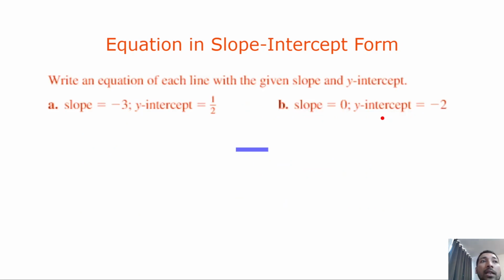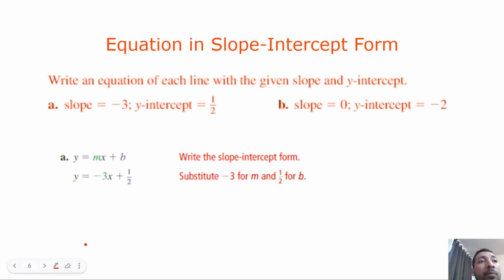So let's see over here. We have to write an equation of each line with the given slope and y-intercept. If you look at the first problem, the slope is -3 and the y-intercept is 1/2. So we first write down our slope-intercept form, which is y equals mx plus b. Now we plug in the values for m and b. If you plug in the value for m, we have y equals -3x, and if you plug in the value for b, we have 1/2. So the equation is y equals -3x plus 1/2.